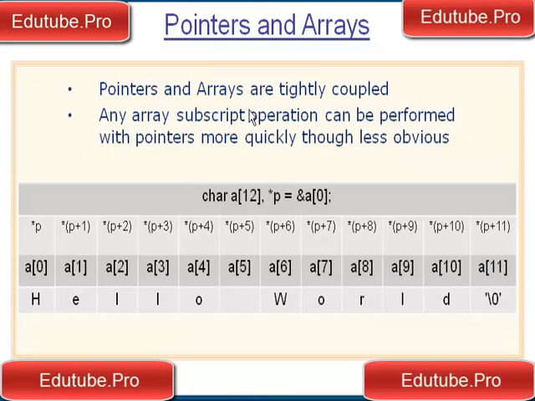So pointers and arrays are tightly coupled together because a pointer is doing the same thing as an array name and subscript. And any array subscript operation like this, as we say, can be performed with pointers more quickly, but it can be a little bit harder to read. Now, one thing you cannot do is set this value, A. You can't change it because it is actually in the code. It's a constant, and it is a constant that refers to the address of this 0th element.